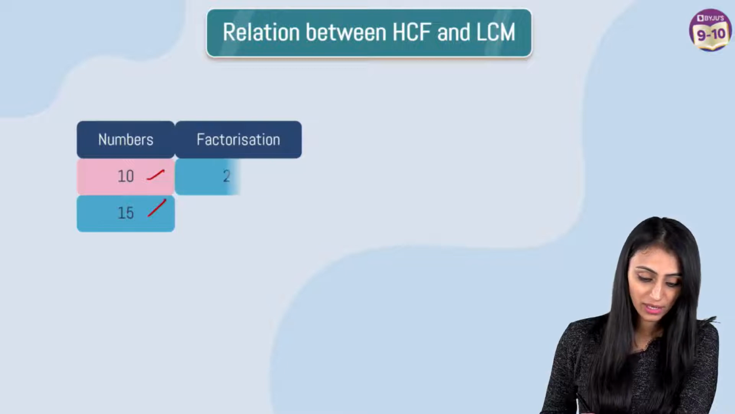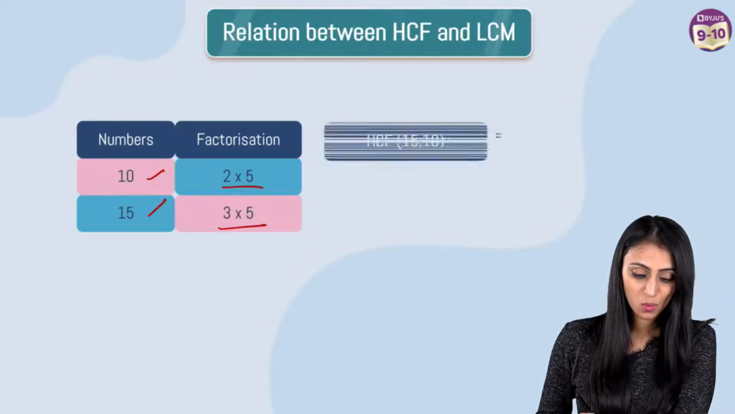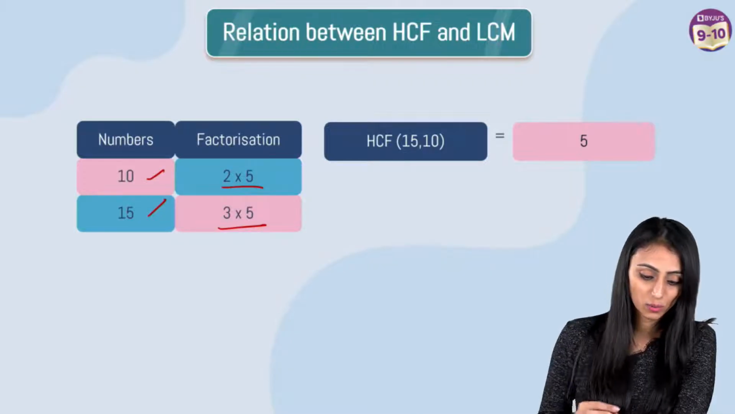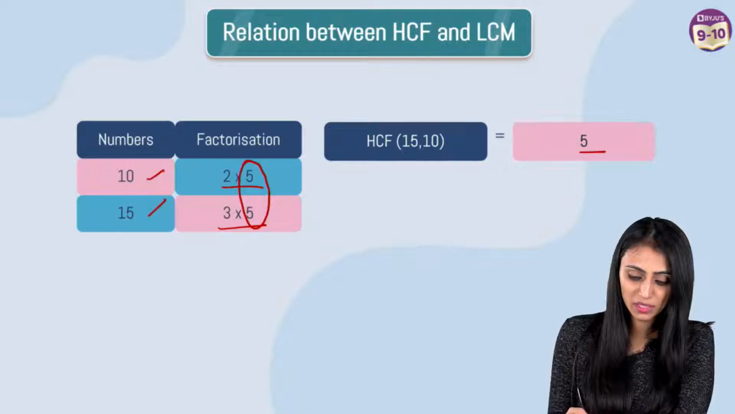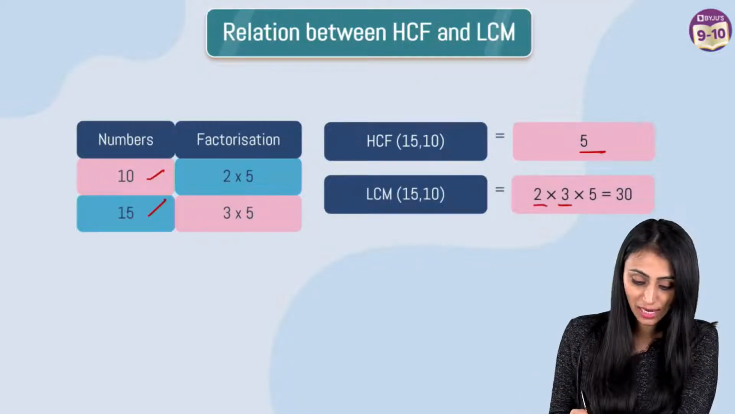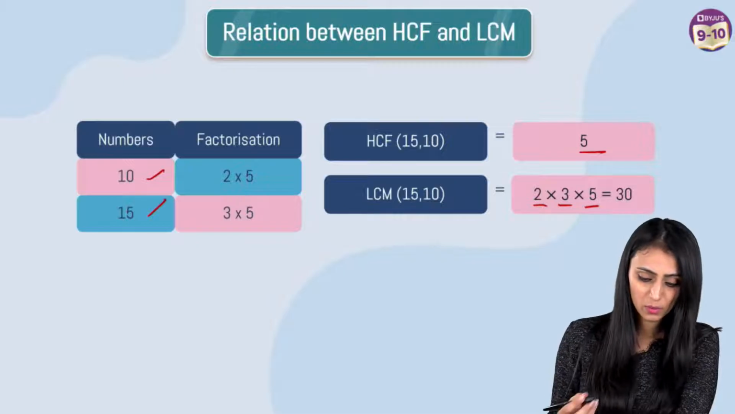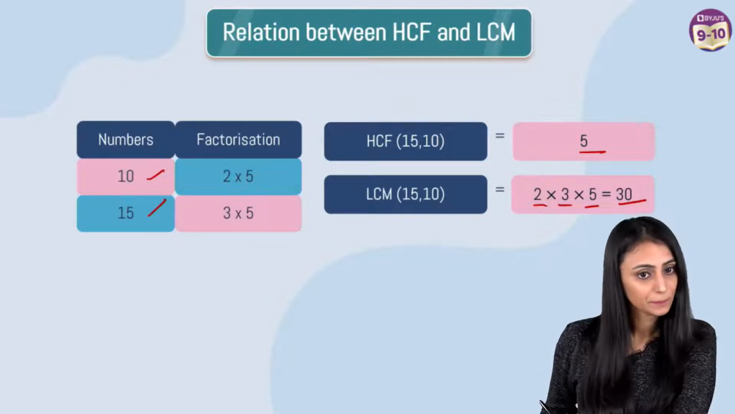Now if I do their prime factorization, we get 2 times 5, and 3 times 5, right? So what is the HCF of 15 and 10 going to be? Simply, you would say, ma'am, HCF, highest common factor, that's going to be 5. And what is the LCM going to be? As I told you, we write every prime number, then we look for their powers, taking each one only once. So we will say it's 30, right?